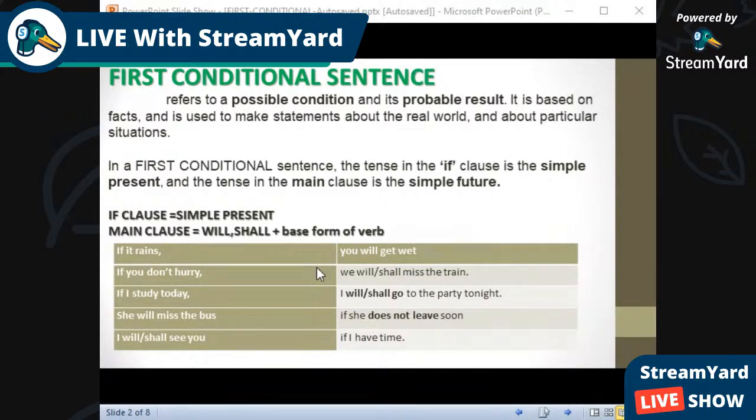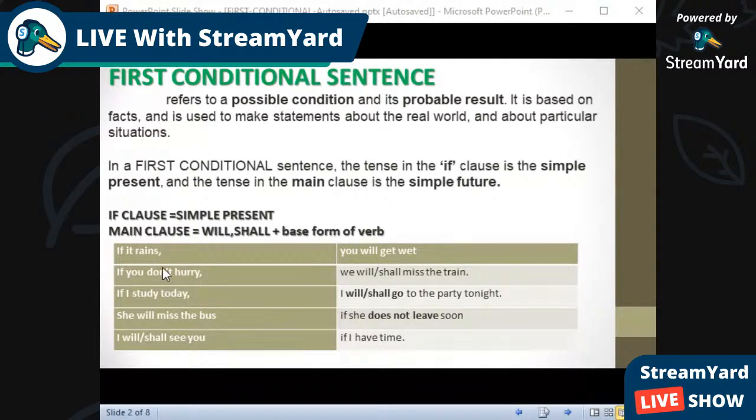First conditional sentence. This has a probable result. It refers to a possible condition based on facts and is used to make statements about the real world and about particular situations. In the first conditional sentence, the tense in the if clause, or the condition, is in the simple present, and the tense in the main clause is the simple future.